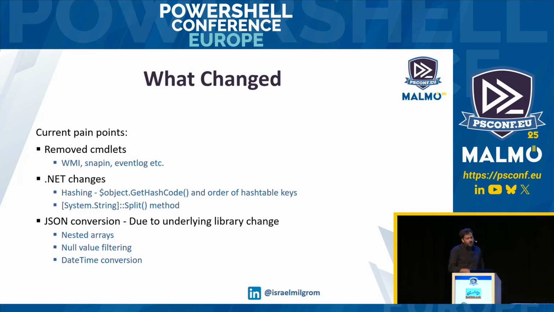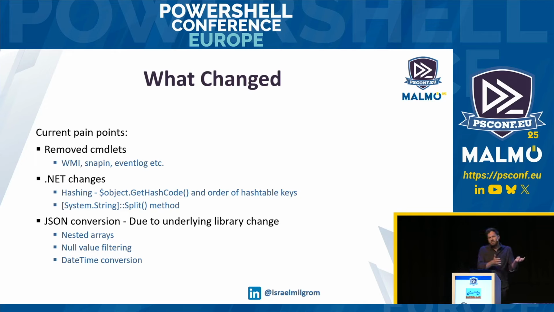The next one are the .NET changes, subtle changes in behavior that you probably never thought about. The hashing is one of them. A particular change was that in PowerShell 5 or in .NET Framework, hashing was deterministic. So if you ran get hash code, or the more applicable scenario, hash table keys are getting ordered in the same way, basically by calling get hash code. So this thing was deterministic.